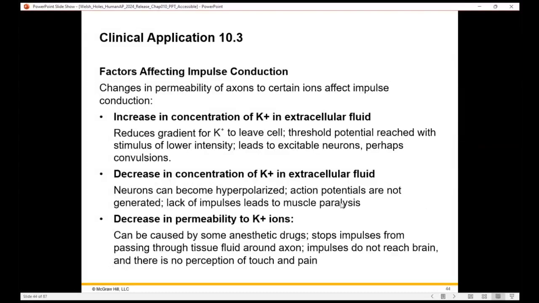A decrease in concentration of potassium in the extracellular fluid. Neurons can become hyperpolarized. Action potentials are not generated. A lack of impulses leads to muscle paralysis. And then a decrease in permeability to potassium ions. This can be caused by some anesthetic drugs. It stops impulses from passing through the tissue fluid around the axon. Impulses do not reach the brain, and there's no perception of touch and pain.